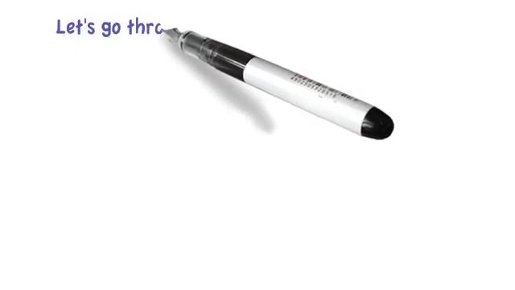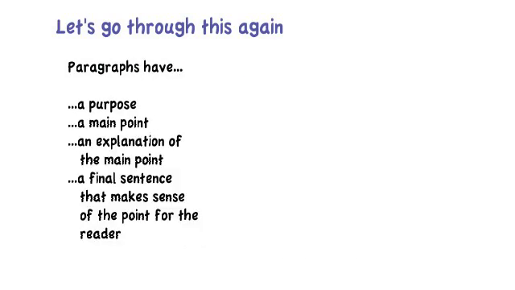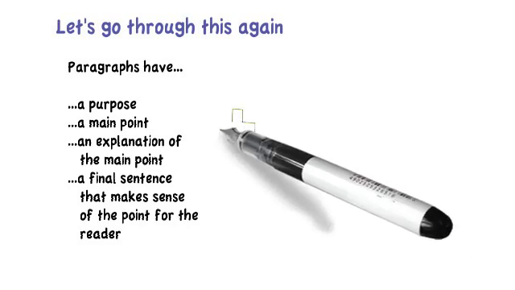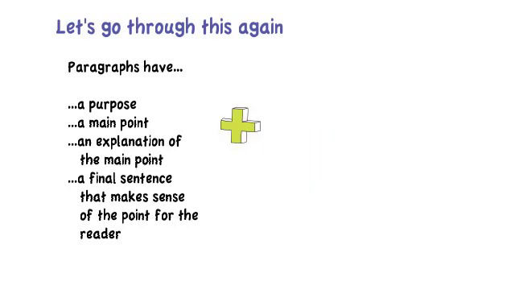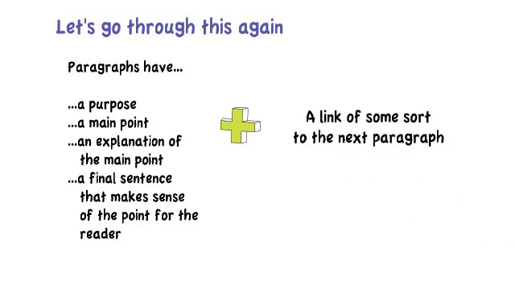So let's have a look at an example here. Before we go to the example, let's have a look at what goes into a paragraph again. So you have a purpose, a main point, an explanation of the main point, a final sentence that makes sense of the main point for the reader, and you have a link to the next paragraph.